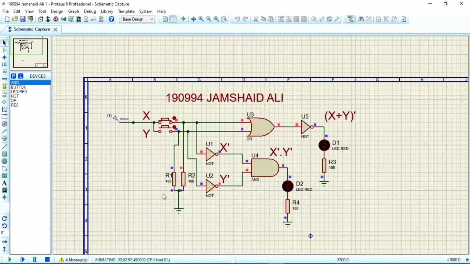So this is our Proteus circuit for the first case. In this case we have two inputs with the help of an OR gate, and two NOTs of the inputs with the help of an AND gate. If we apply inputs X and Y, then our output will be the same in both cases. So we can check it by running our circuit.